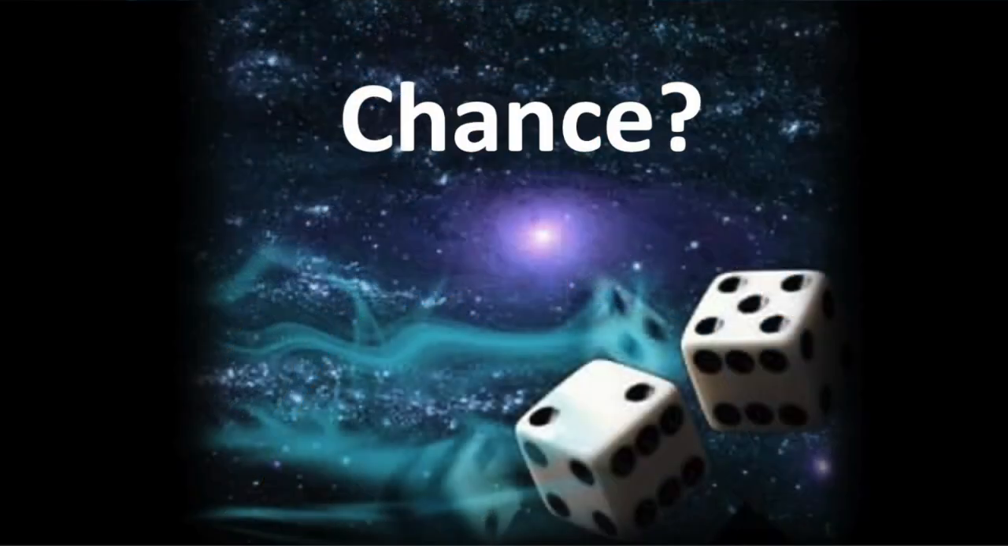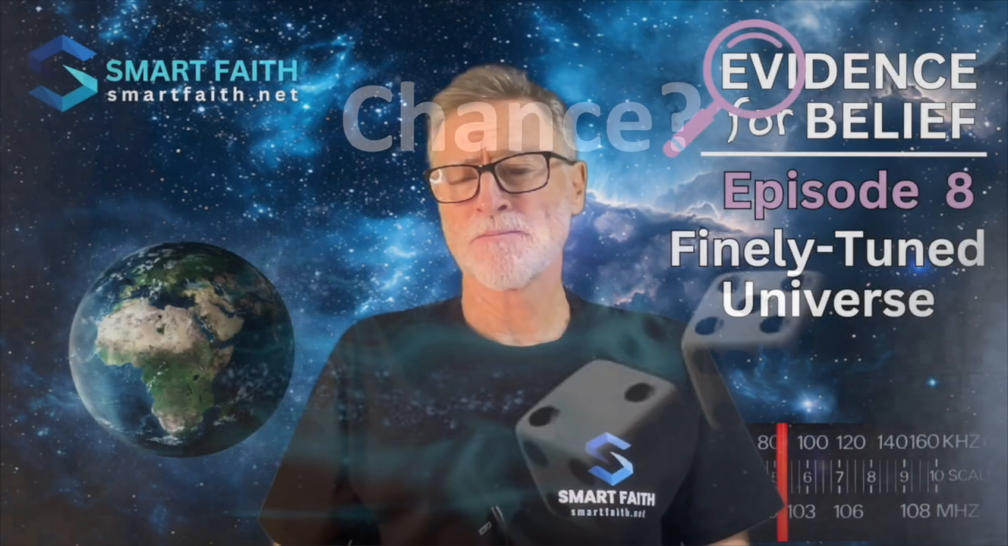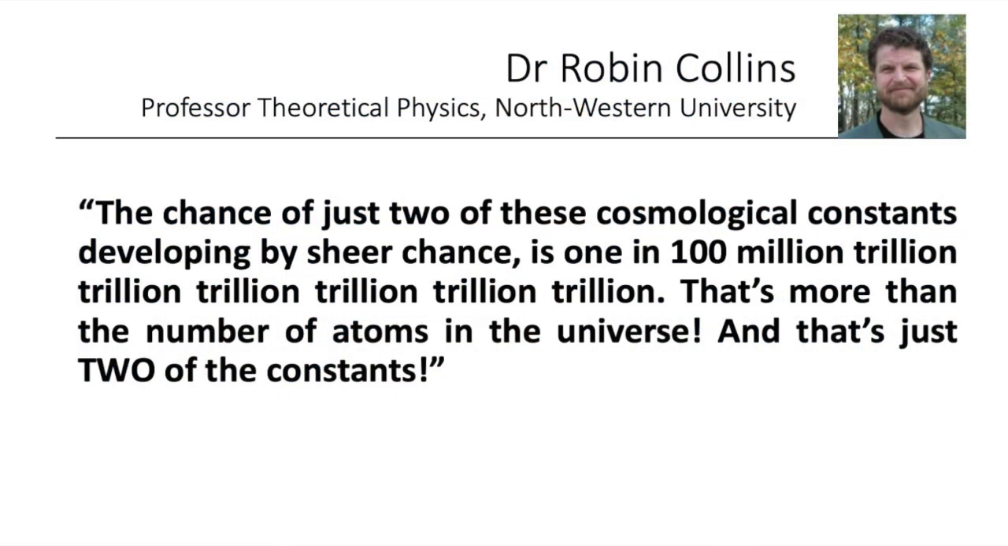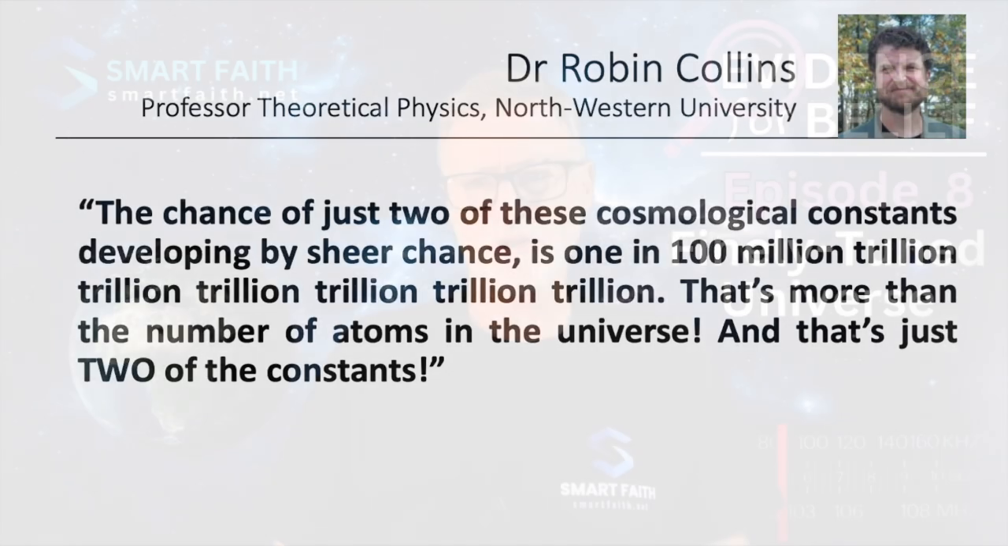Secondly, what about chance? Could all 34 of these codependent cosmological constants have come into existence by random chance at each of their finely tuned values? Dr. Robin Collins, Professor of Theoretical Physics at Northwestern University, states, "The chance of just two of these cosmological constants developing by sheer chance is 1 in 100 million trillion trillion trillion trillion trillion trillion. That's more than the number of atoms in the universe, and that is just two of the constants."